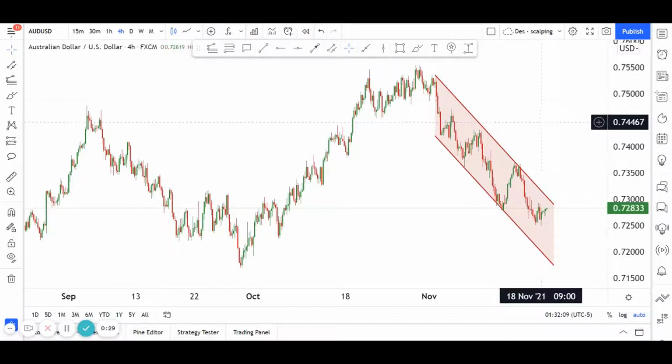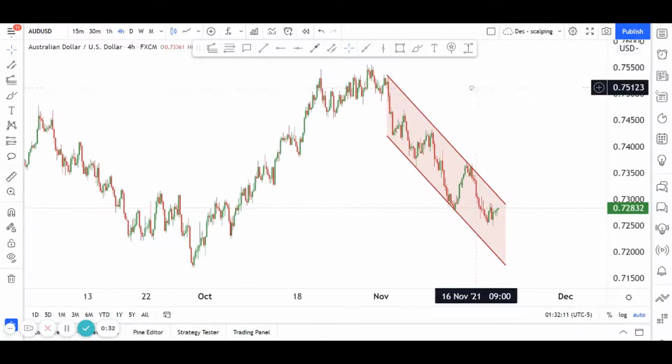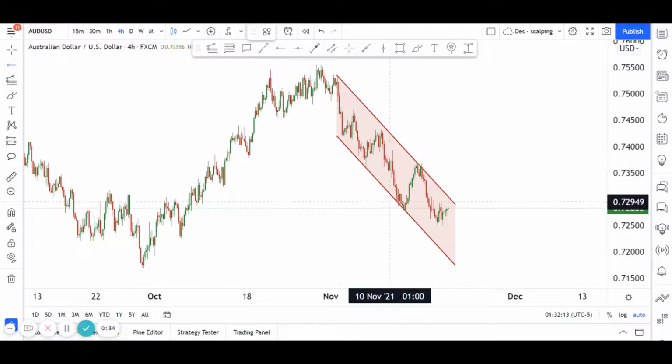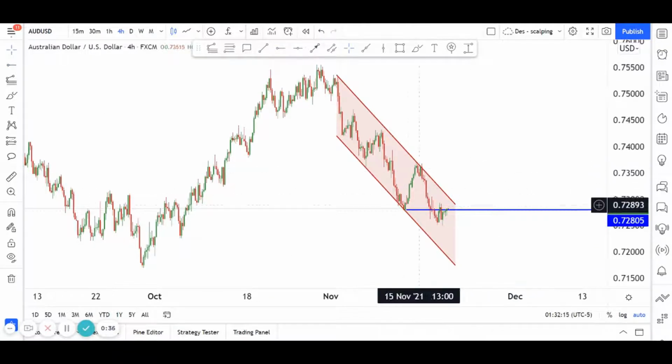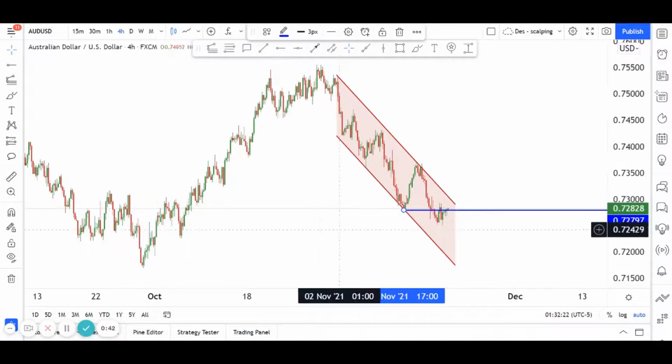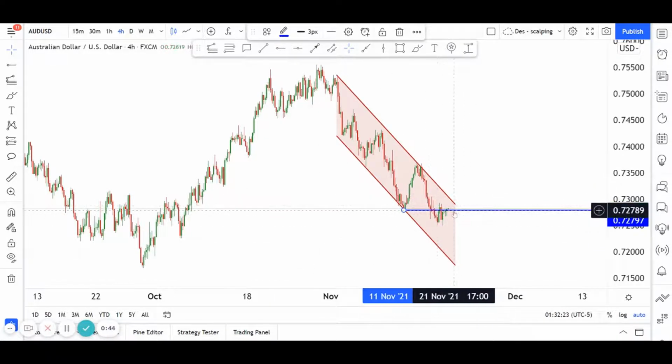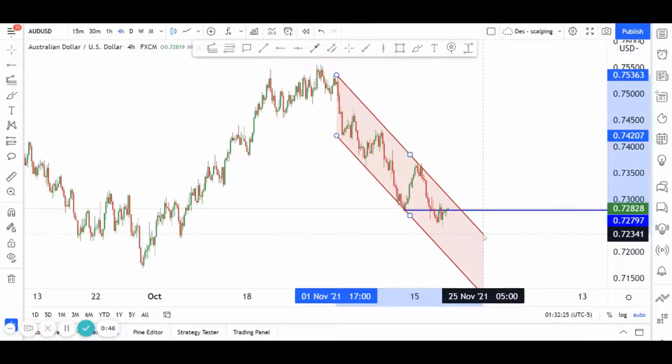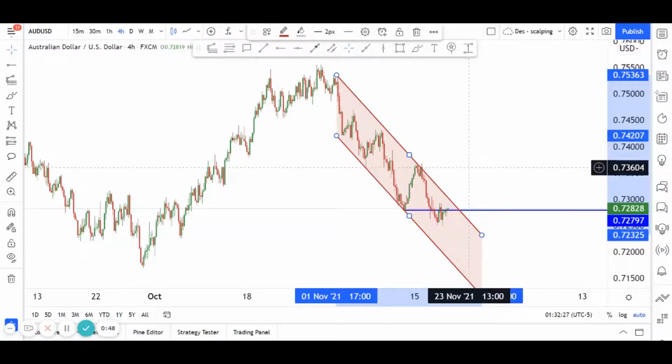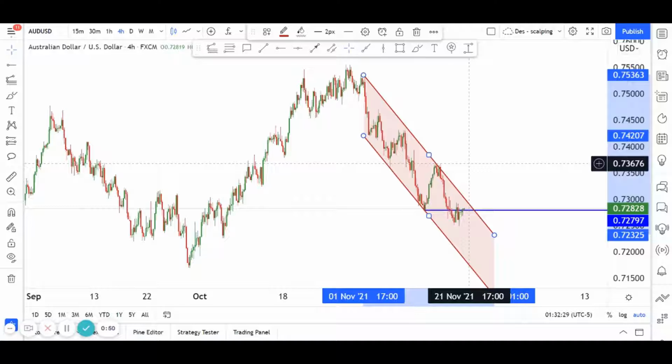Okay, so what can we expect? We're looking at market structure here, right? And I notice that price seems to be testing this level. This was a previous low, right? It seems that it's testing it once again. So there's a chance that price might actually continue to drop further because as a bearish channel goes, you're naturally just dropping lower and lower.